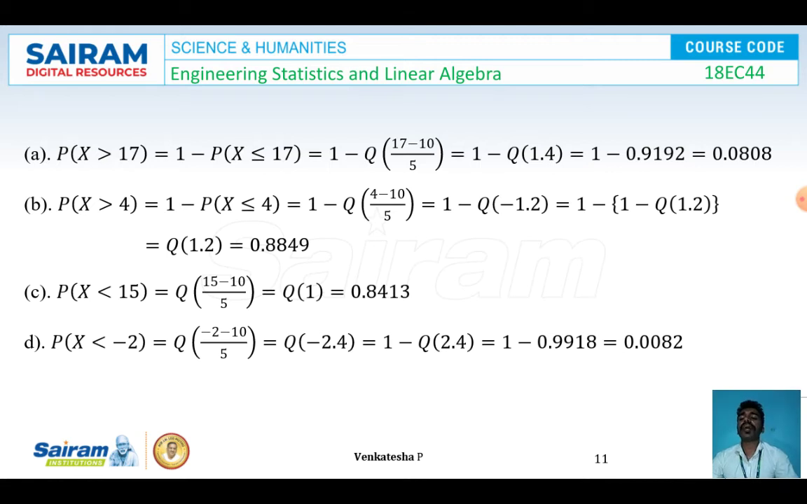Next one, P(X < 15). So directly I'm putting x = 15 here. Q((15 − 10)/5). I got Q(1). Q(1) is 0.8413.